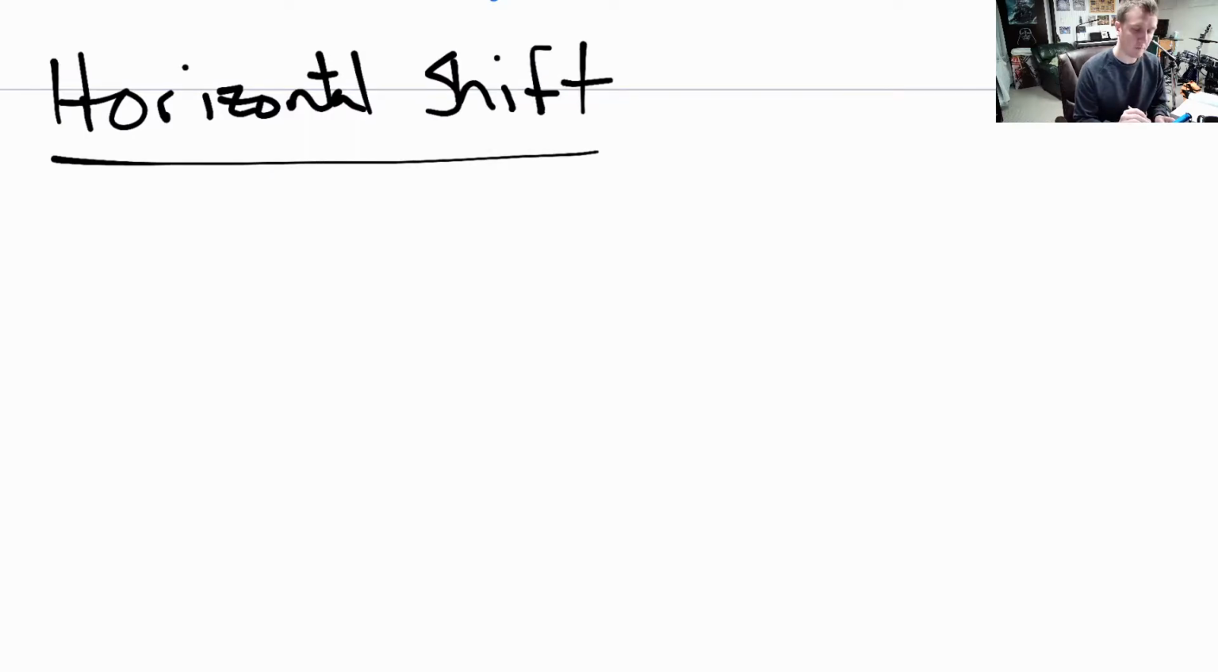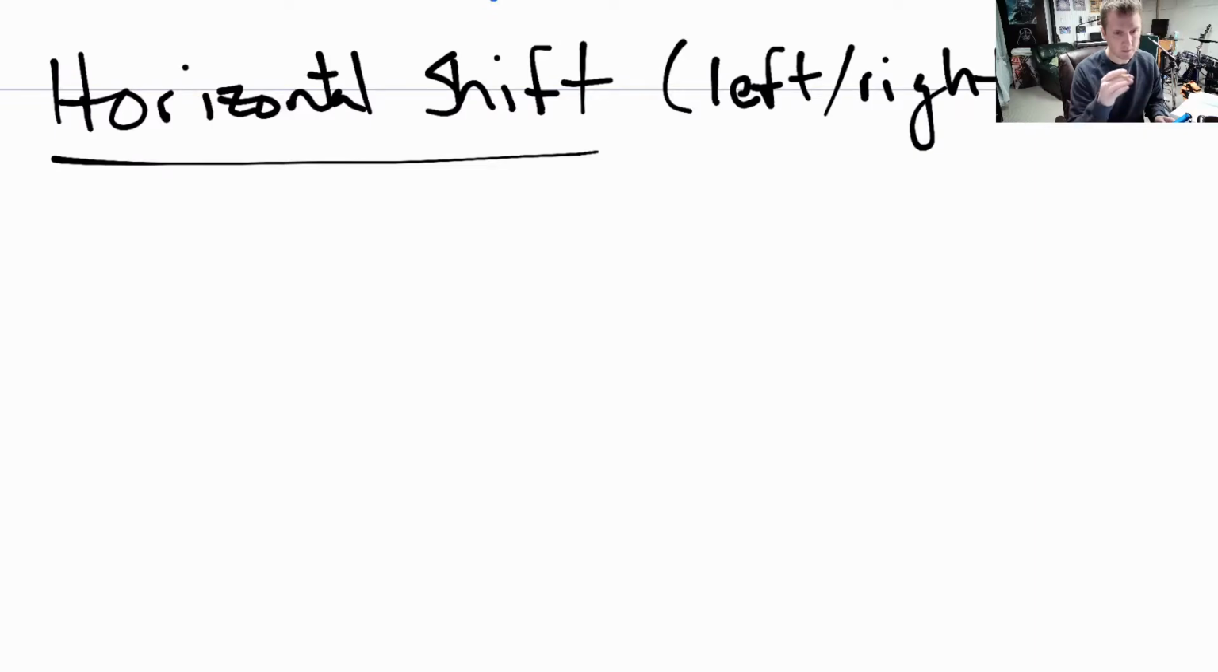These ones are a little bit trickier. Horizontal is left or right. There's no up or down movement with this. Again, we'll handle these piece by piece. We've handled up and down movements. We're about to handle left or right movements. Together you can create diagonal movements. So how do you shift left or right?